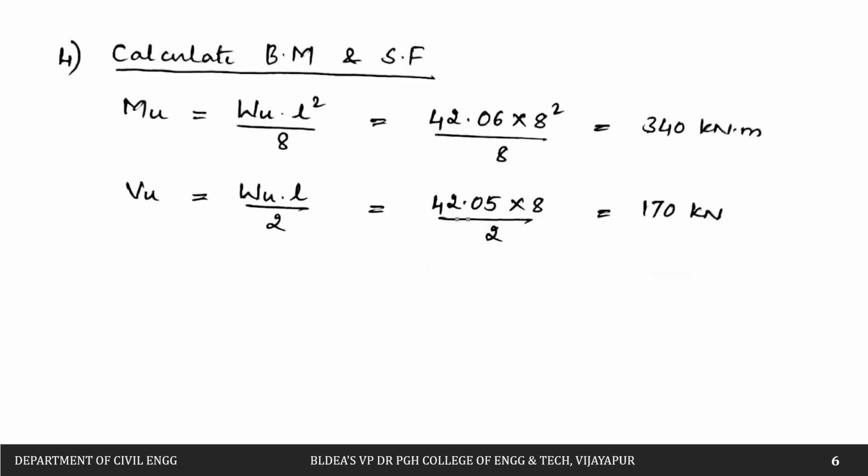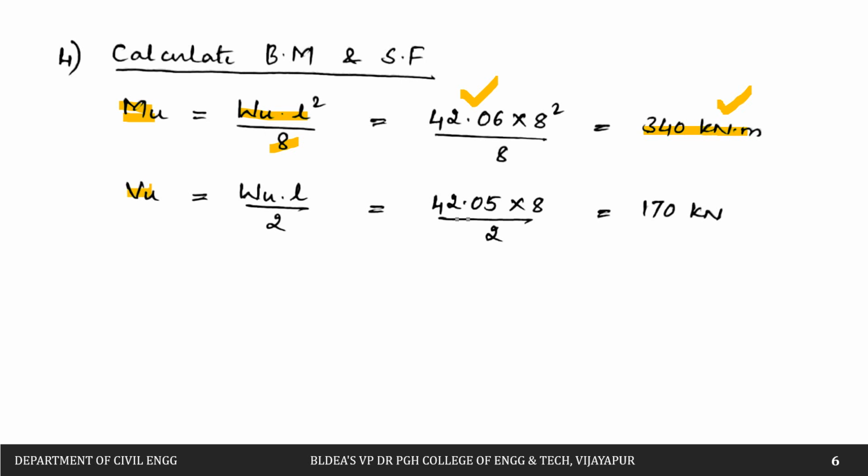Then next we will calculate the bending moment and shear force values. For bending moment, we know the formula is WL square by 8. W is nothing but the ultimate load we have, that is 42.6 multiplied by 8 square divided by 8. So we will get 340 kilonewton meter. This is the bending moment.